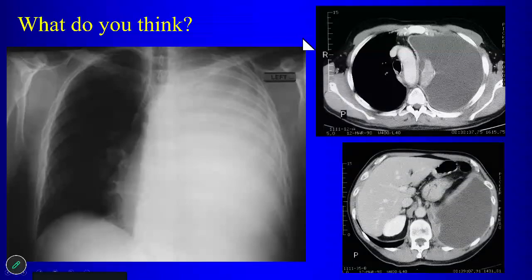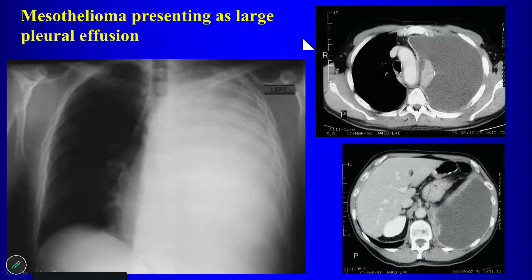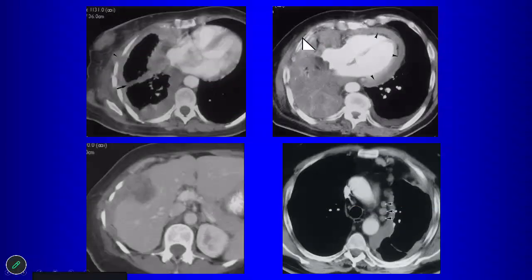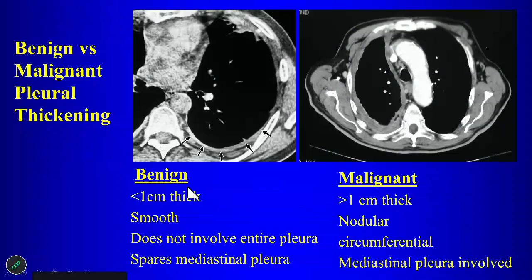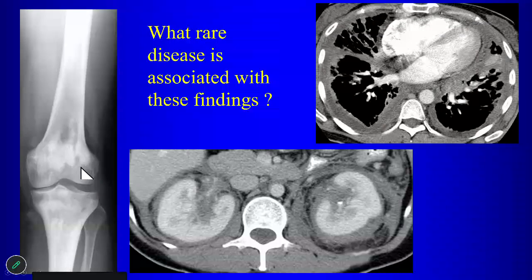This was mesothelioma presenting as a large pleural effusion. Okay? More examples. This one has lymphadenopathy and invades the diaphragm. Differentiating benign from malignant pleural thickening: it's thicker, it's nodular, it's circumferential, and involves the mediastinal pleura. These are the things that you look for to differentiate malignant pleural thickening from benign pleural thickening.